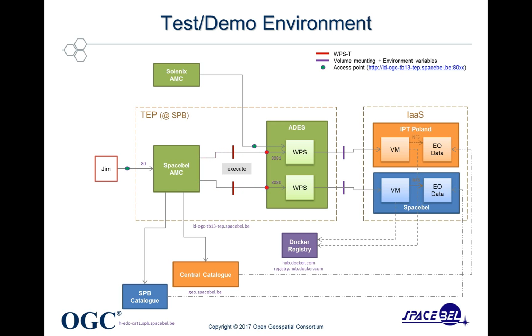Then the web application invokes the execution operation on the application deployment and execution service. A pull request is performed on the target Docker engine which retrieves the application image on the host. The Docker container is then started to perform the execution of the process.